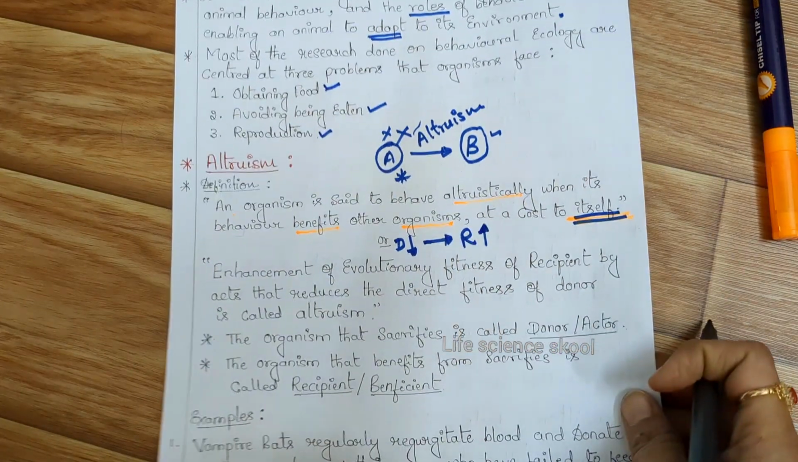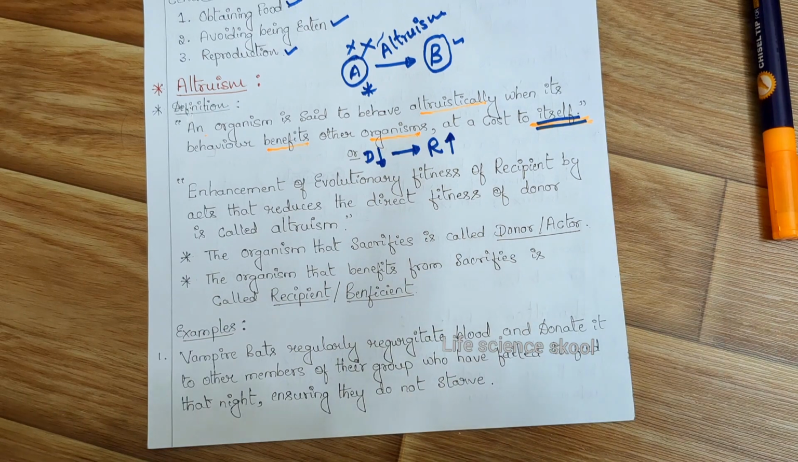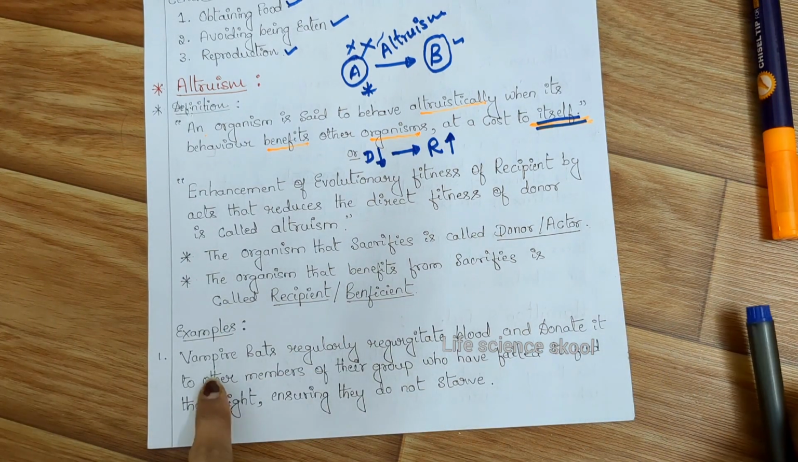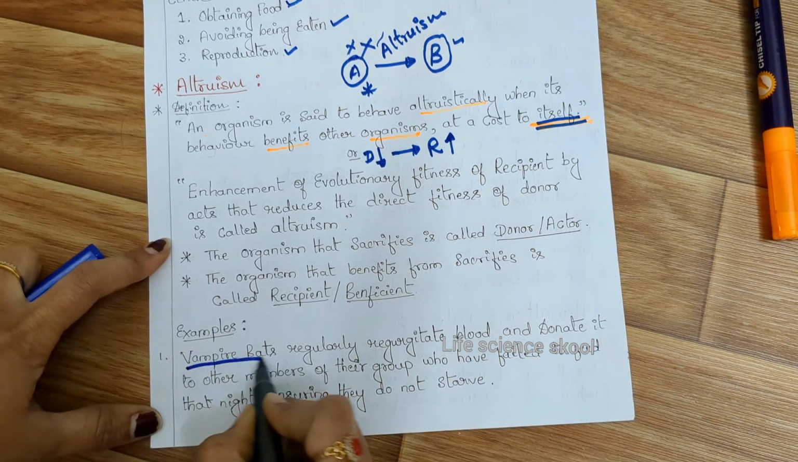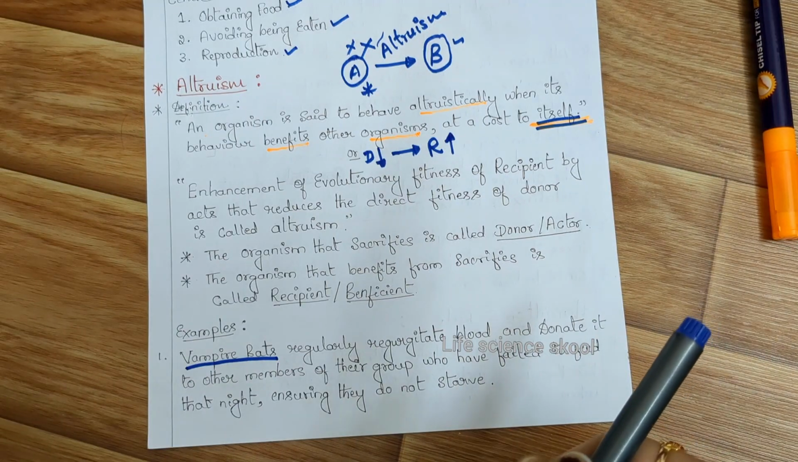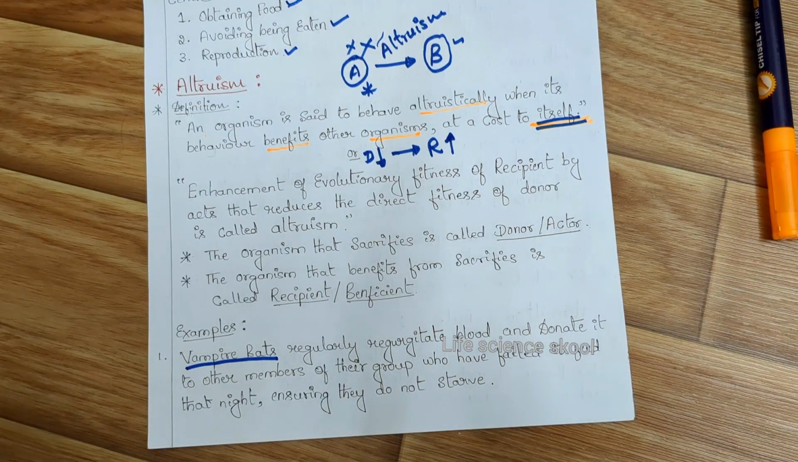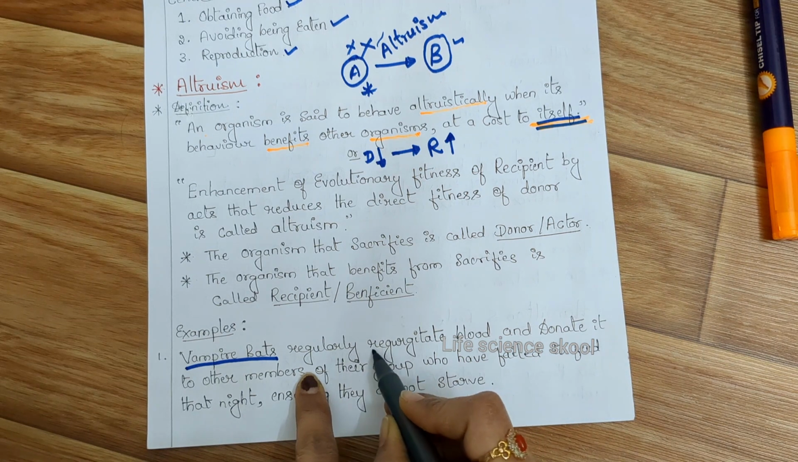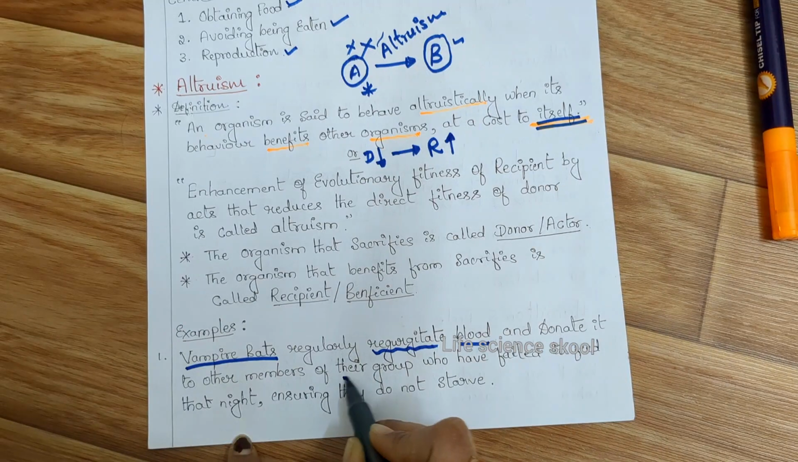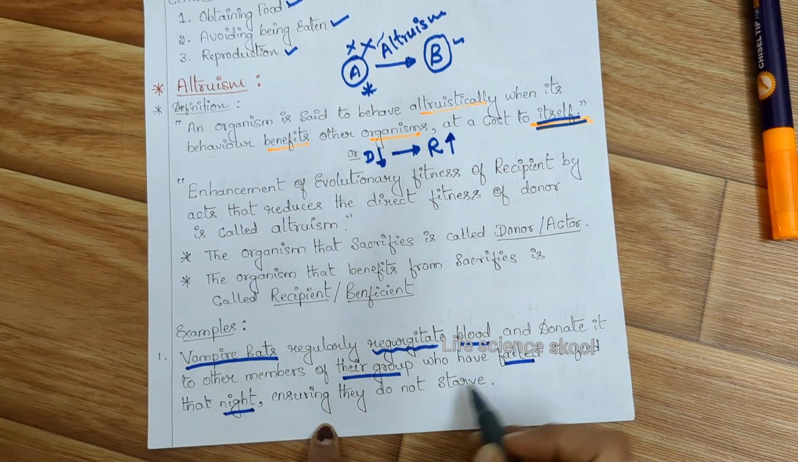I'm hoping I made you understand this altruism definition easily, and I will make it even easier by giving examples. Look at the examples here. The first one, vampire bats. I guess you know bats, which are active during the night time. These vampire bats show a really fantastic behavior. Look at that behavior. These vampire bats regularly regurgitate blood and donate it to other members of their group who have failed to feed that night, ensuring they don't starve.